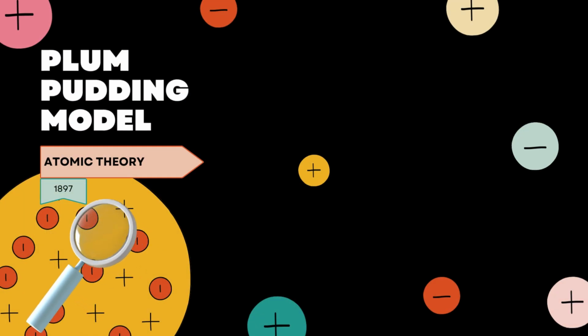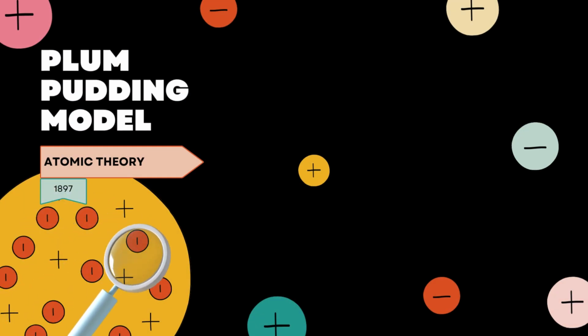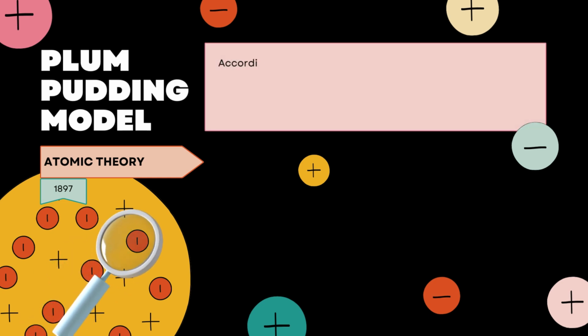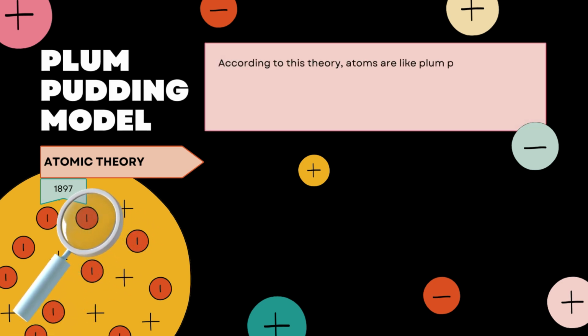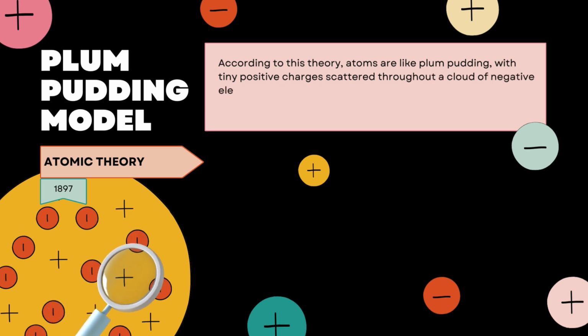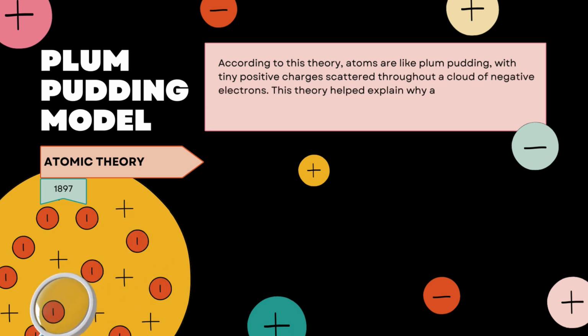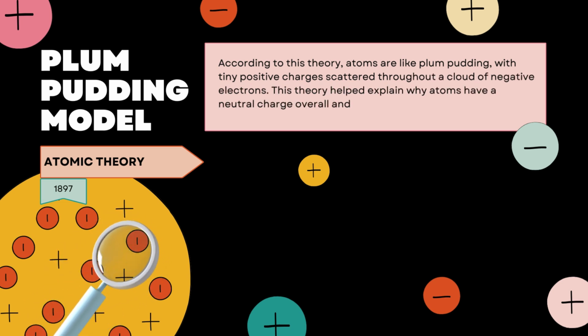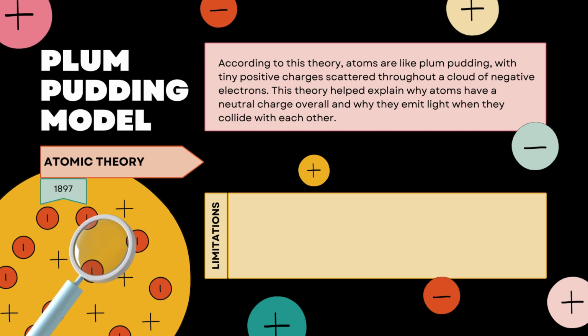In 1897, Thomson introduced the Plum Pudding Model. According to this theory, an atom resembles a plum pudding, where tiny negative electrons are scattered throughout a cloud of positive charge. This model helped explain why atoms have a neutral charge overall, and why they emit light when they collide with each other. However, the Plum Pudding Model had its limitations.